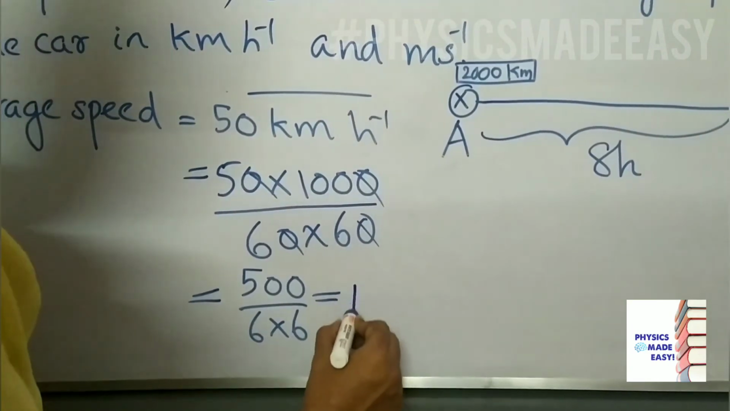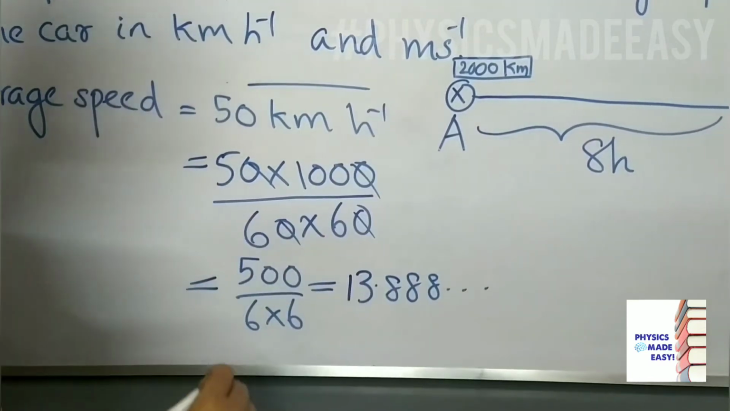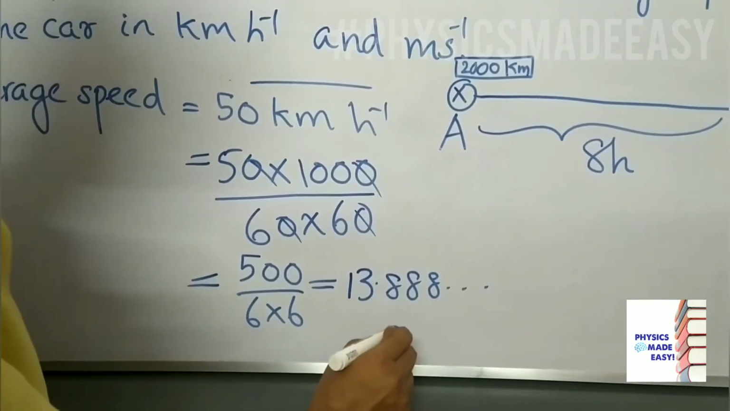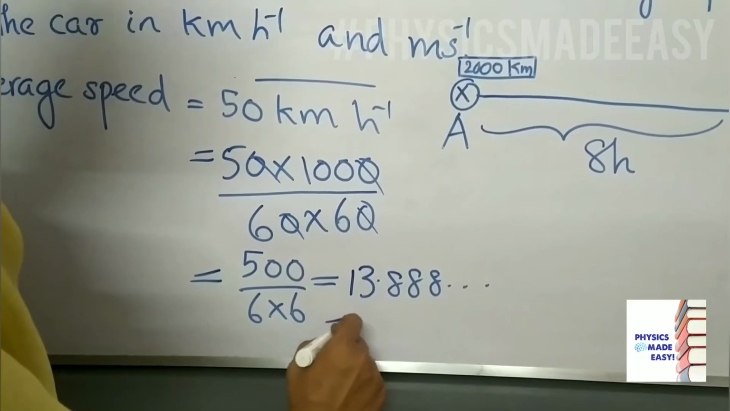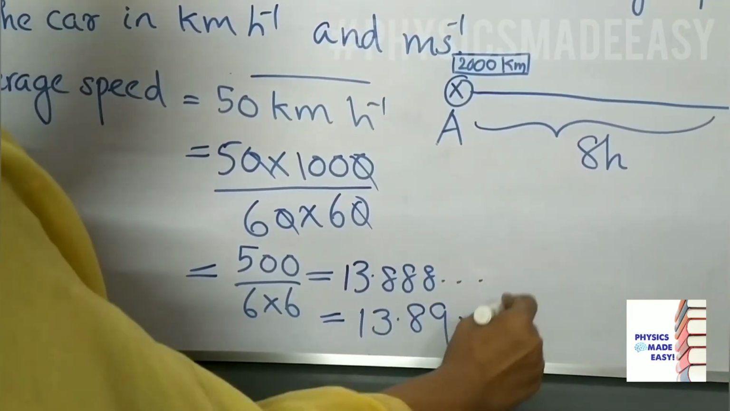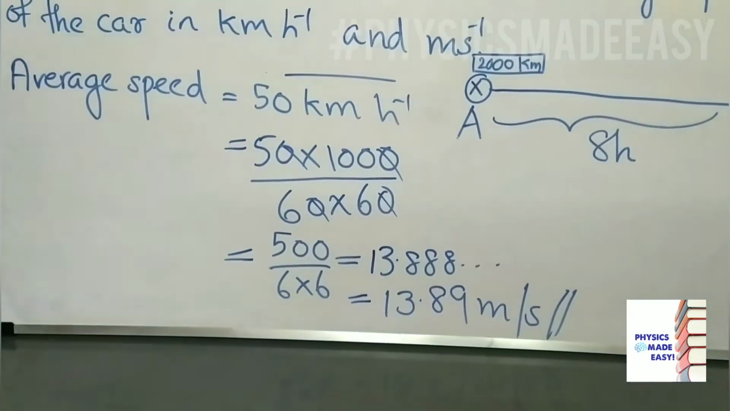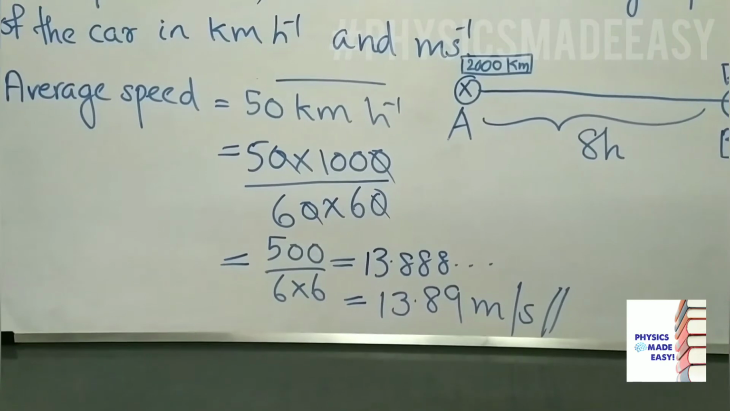Here you will get 13.888, like that you will get. So don't write like this, you have to round it off. Then you will get 13.89 meter per second. This is the average speed of that car in meter per second.